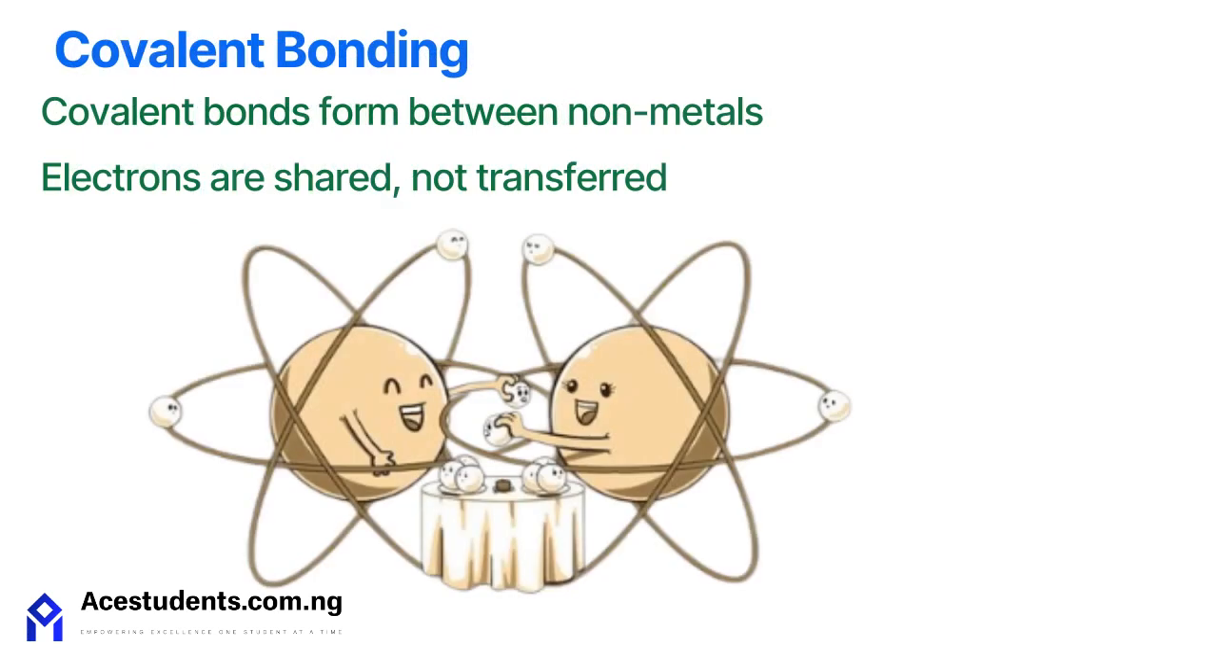Now let's move to covalent bonding. Covalent bonds happen between non-metals. Instead of transferring electrons, the atoms share electrons to achieve stability. Let's see some examples of covalent compounds and how to draw their structure.